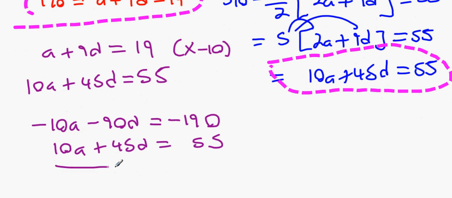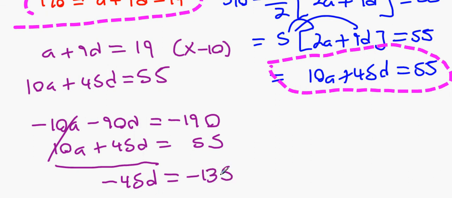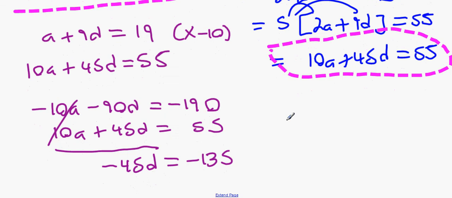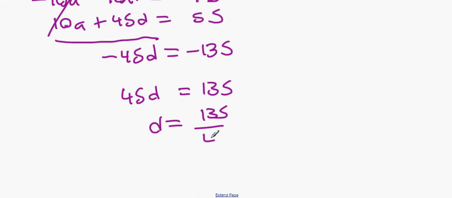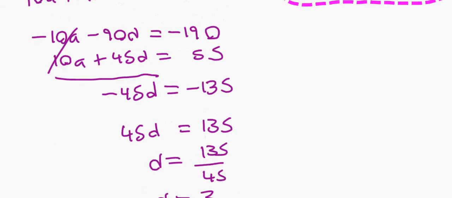Then add them downwards. The A's will cancel each other off. I get minus 45D equals minus 135. And now we know that 45D must equal 135. D equals 135 divided by 45. D equals 3. Okay, so D equals 3.